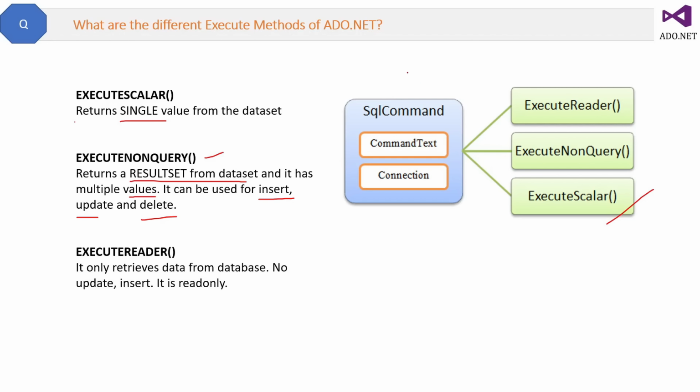Then the third one is execute reader. It only retrieves data from the database. No update, no insert, it is just read only to get the data from the database. So these are the three execute methods in ADO.NET.